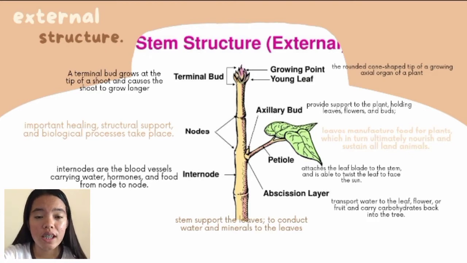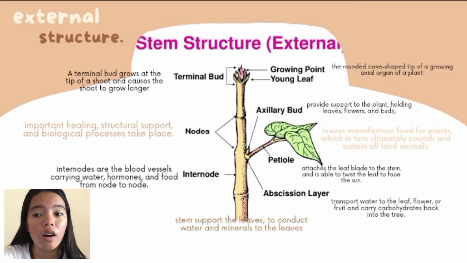The nodes are important for healing, structural support, and where biological processes take place. The internodes are like blood vessels carrying the water, hormones, and food from node to node. The stem supports the leaves and conducts water and minerals to the leaves. The abscission layer transports water to the leaf, flower, or fruit and carries carbohydrates back to the tree.